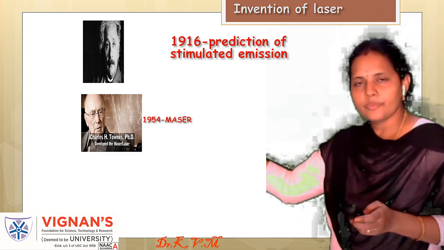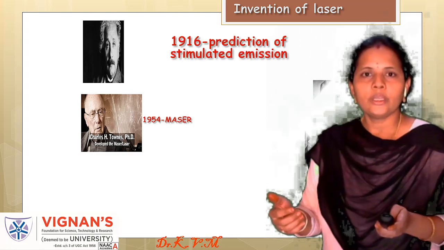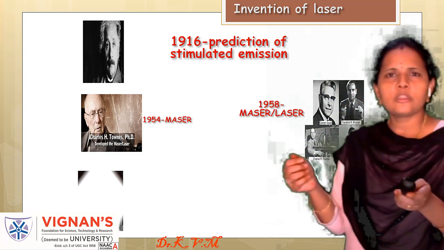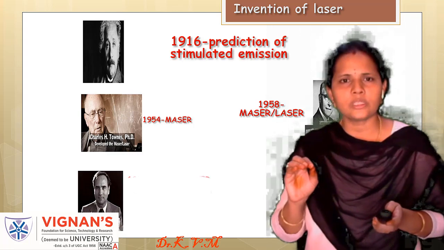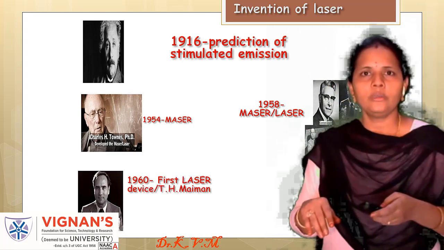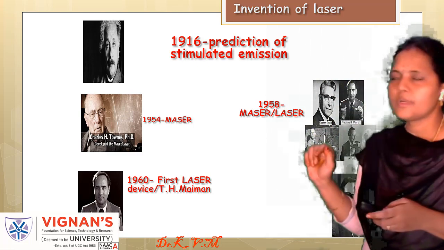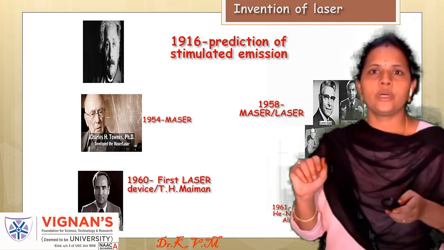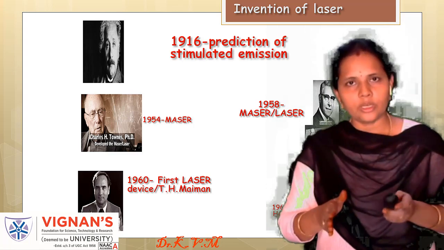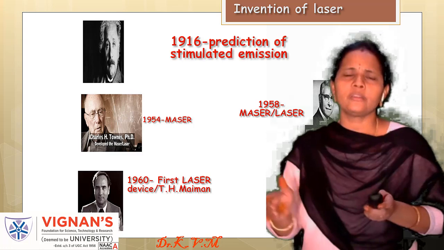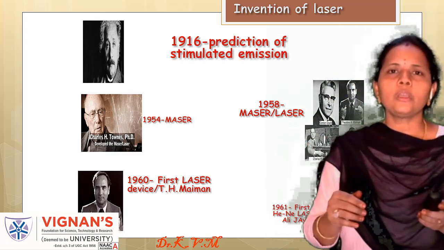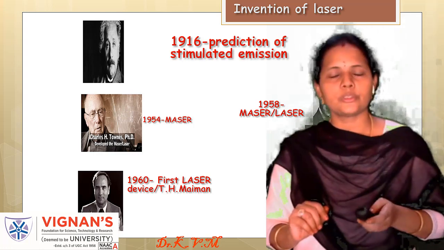This theory was extended to light in 1958, and in 1960 the first laser was developed by Maiman. In 1961, the first gas laser was developed by Ali Javan, which gave more commercial applications. After that, many powerful lasers were developed which have industrial applications.